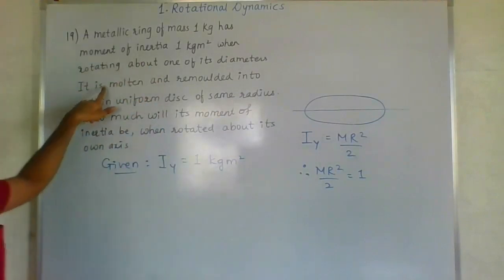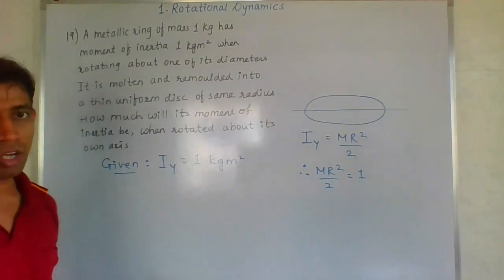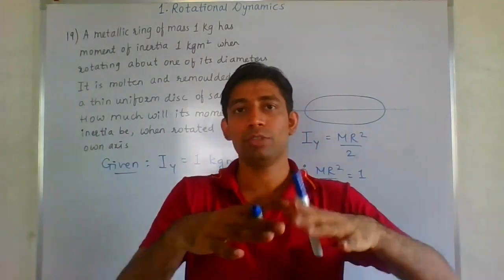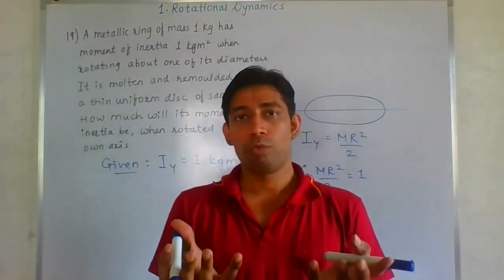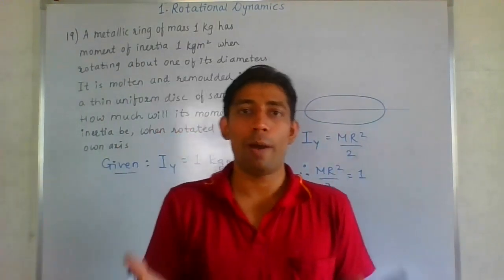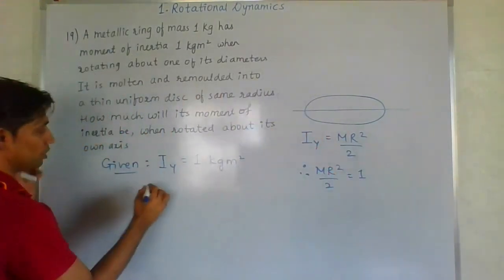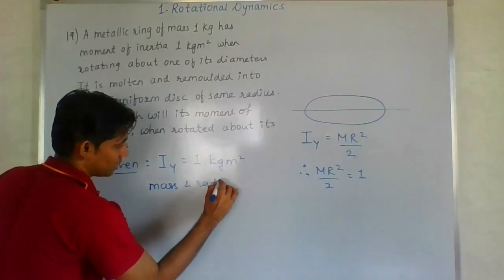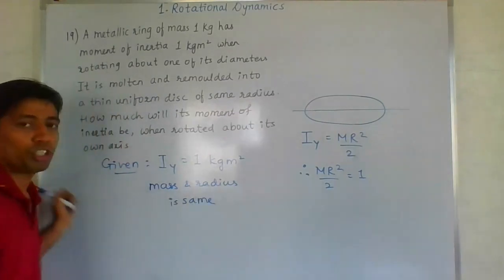Now, what they have said is that it is melted and remolded into a disc of the same radius. So it was melted and then made back into the shape of a disc. Okay? The radius is kept the same. Now, the same ring has become molten, nothing has been removed from it. So when you make it back into a disc, the mass is also going to remain the same. Mass as well as radius is the same. That has not changed.